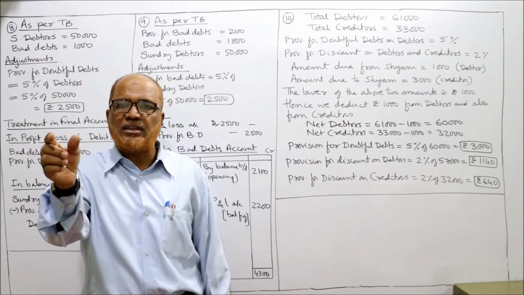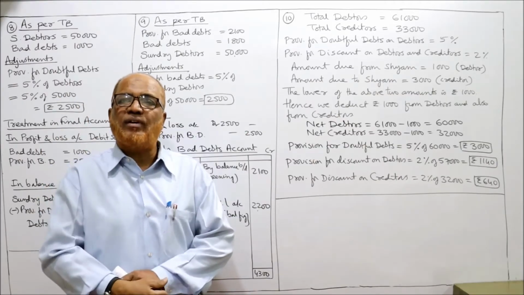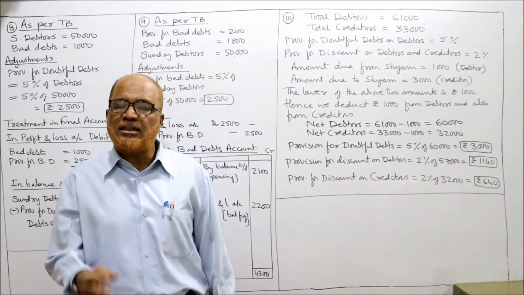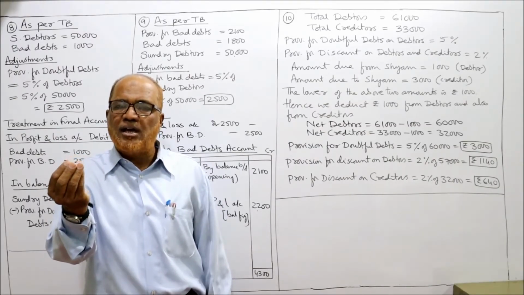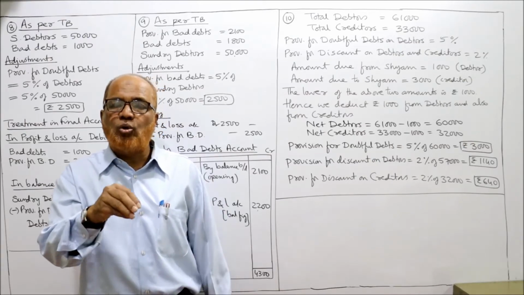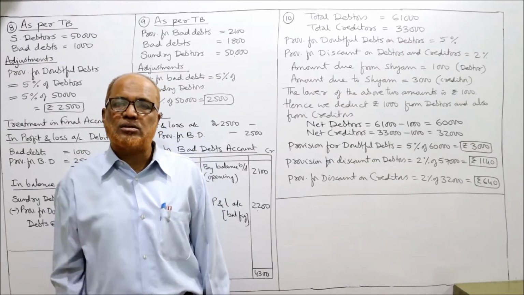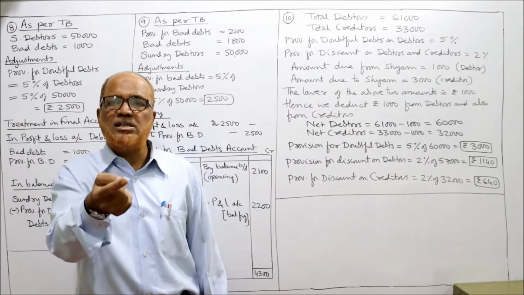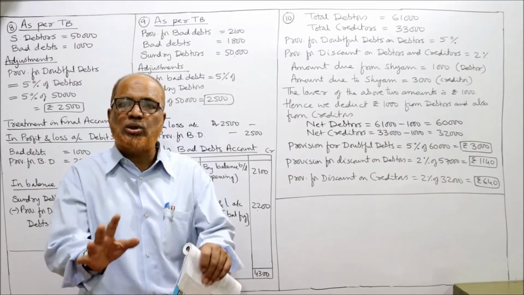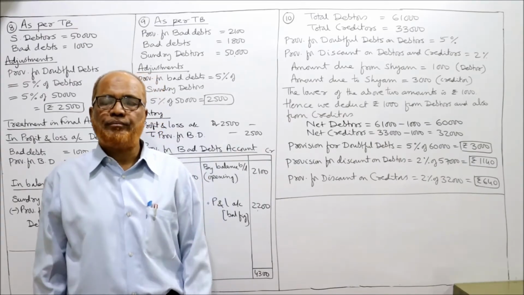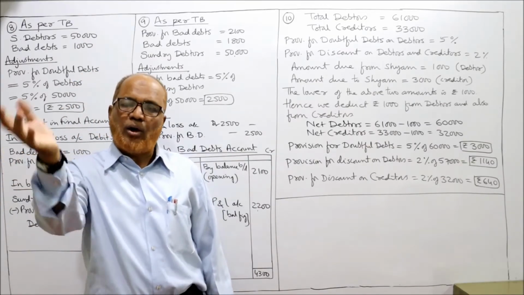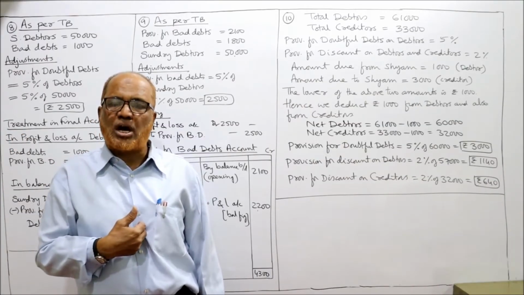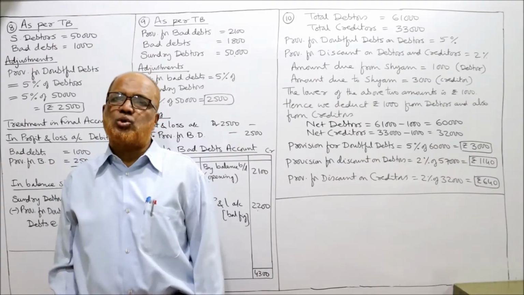Total debtors are 61,000. Out of that 61,000, 1,000 rupees is due from that person, Sham. And total creditors are 33,000 as per the trial balance. It is given that the amount due to Sham is 3,000. So 3,000 rupees is included in creditors, and 1,000 is included in debtors, both from the same person. So Sham is a debtor and also Sham is a creditor. We have to get the 1,000 rupees from Sham and we have to pay 3,000 rupees to Sham.